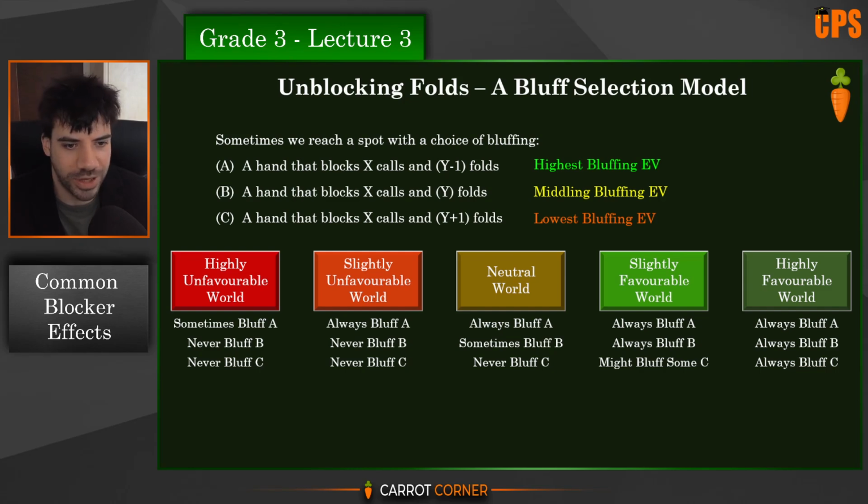So if I open cutoff, you call big blind, and the flop comes queen deuce deuce 7-3, and it goes check check check check all the way to the river, and you check to me on the end, I'm going to be in a highly favourable world for my range.